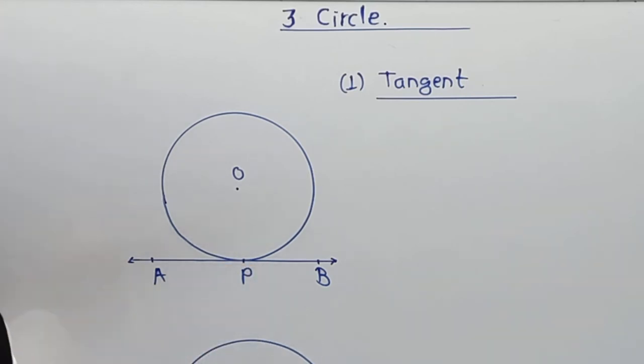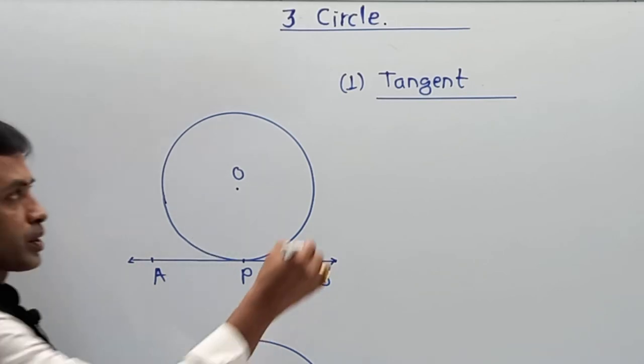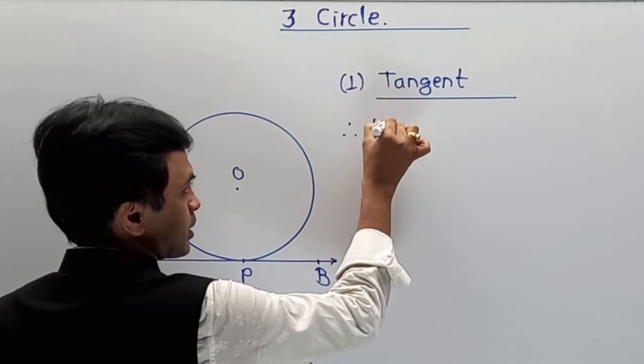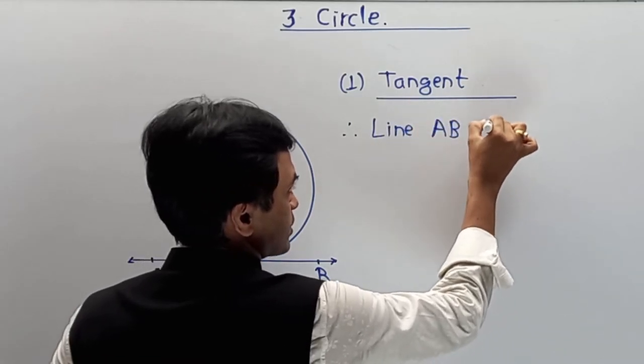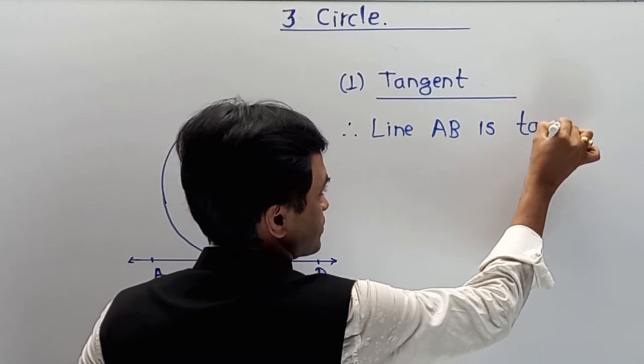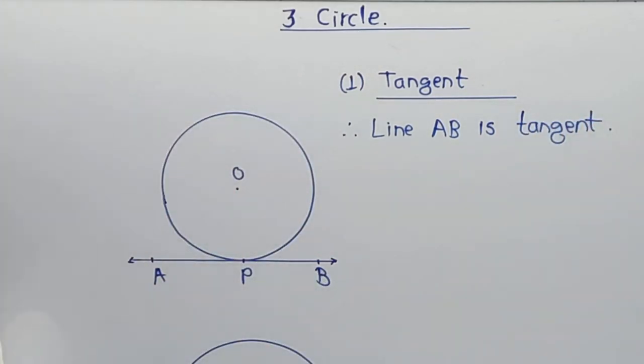Then in that case, if any line touches the circle in one and only one point, then that line is called a tangent to the circle. Means here you can say line AB is a tangent to a circle of center O. Now, what are the properties of a tangent?